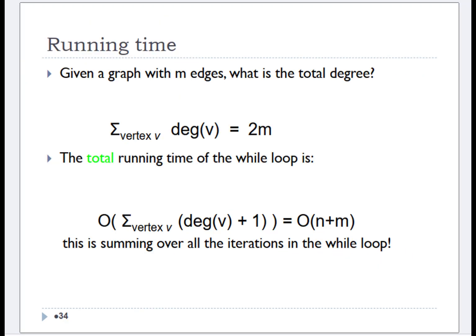Running time: given a graph with m edges, what is the total degree? Sigma over vertices of deg(v) equals 2m. The total running time of the while loop is O of sigma over vertices of deg(v) plus 1, which equals O(n plus m). This is summing over all the iterations in the while loop.